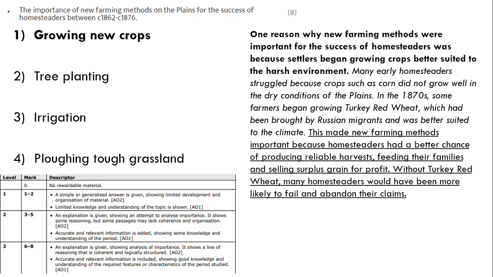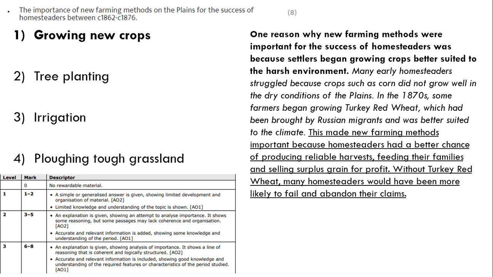Let's look at the first one, growing new crops. So in bold we have a reason. One reason why new farming methods were important for the success of homesteaders was because settlers began growing crops better suited to the harsh environment. In italics we have our detail. Many early homesteaders struggled because crops such as corn did not grow well in the dry conditions of the plains. In the 1870s, some farmers began growing Turkey red wheat, which had been brought by Russian migrants and was better suited to the climate. We then have our explanation of importance, which is underlined.